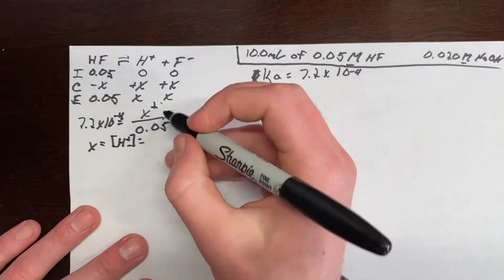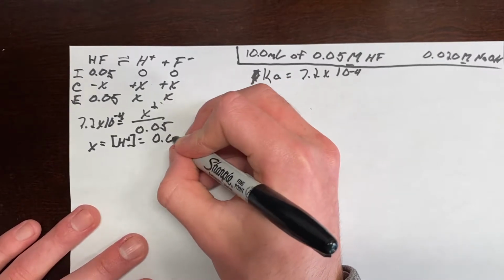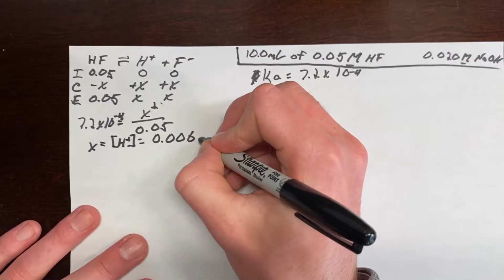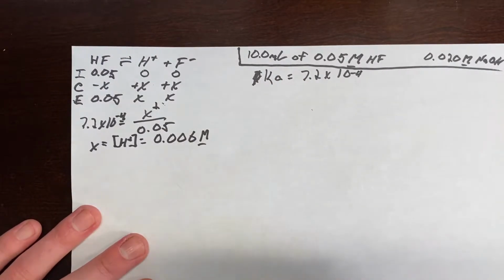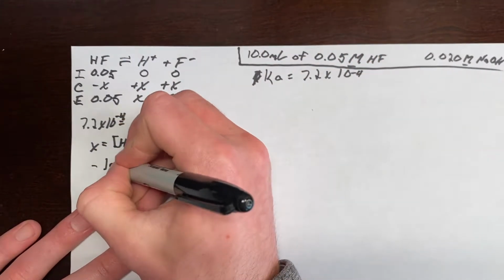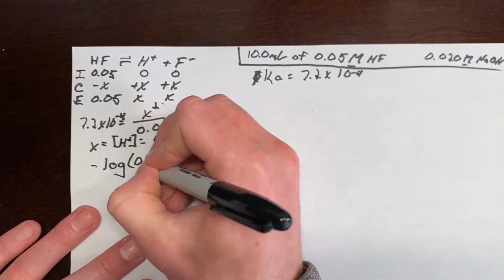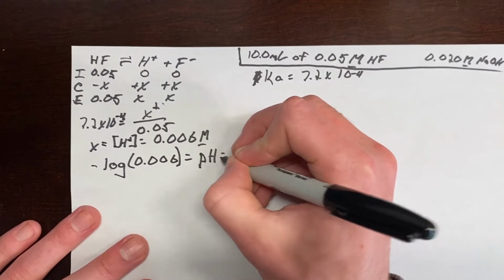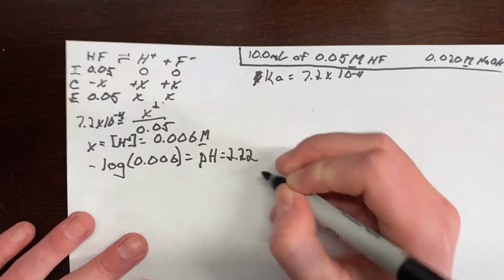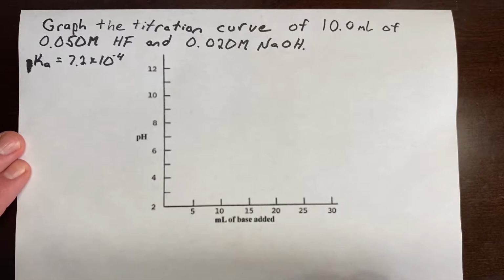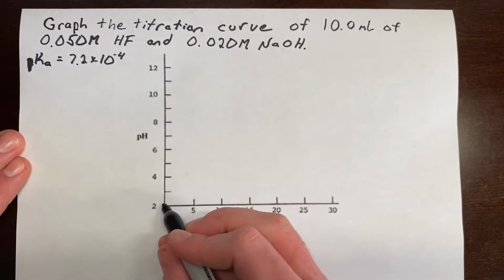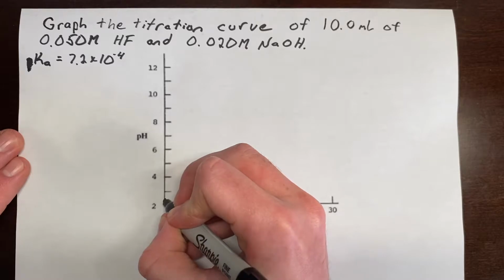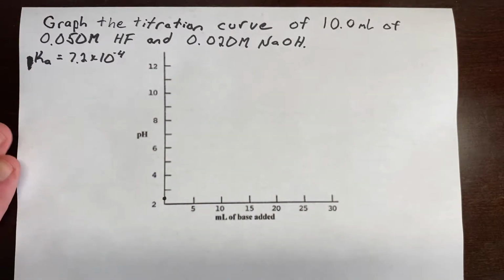So that's going to be equal to 0.006 molarity, and then you're going to take the negative log of that to get the original pH to be equal to 2.22. And if we bring back our curve, then we can plot that point already. It's not going to be completely accurate, but it'll be about there. So now we have our first point.